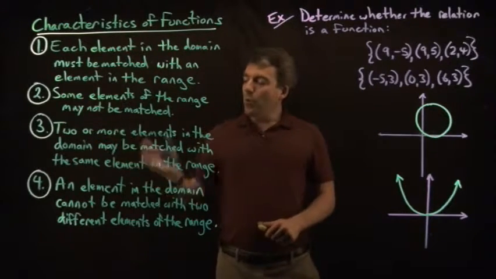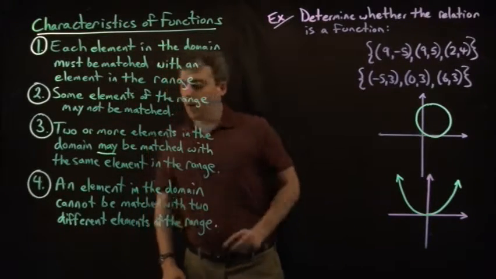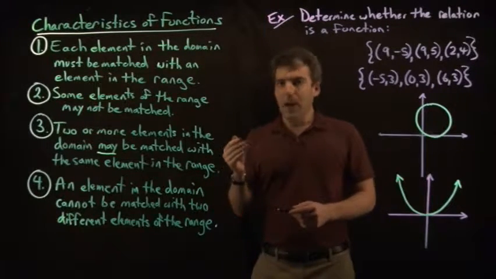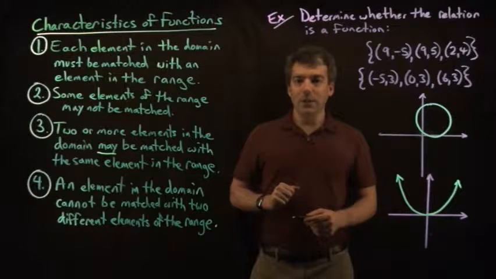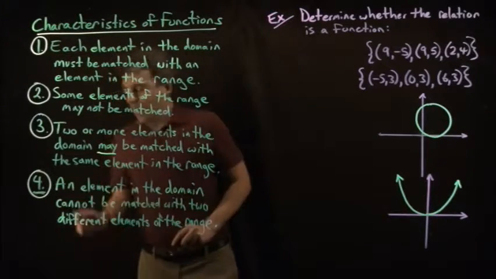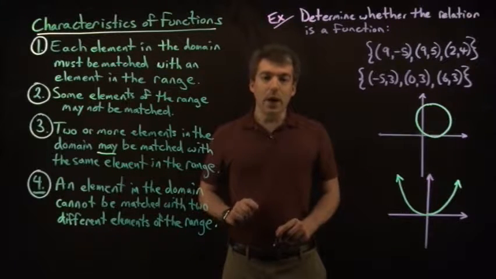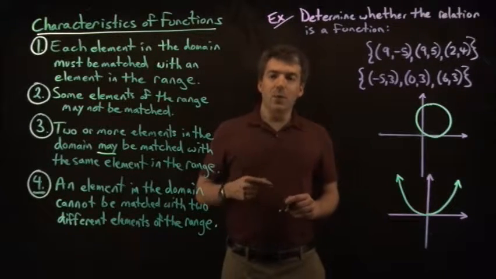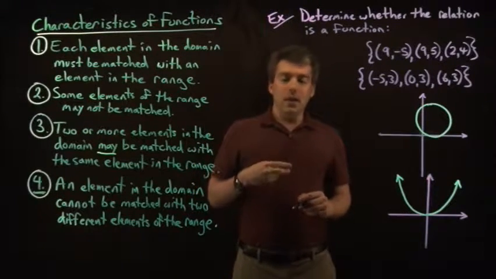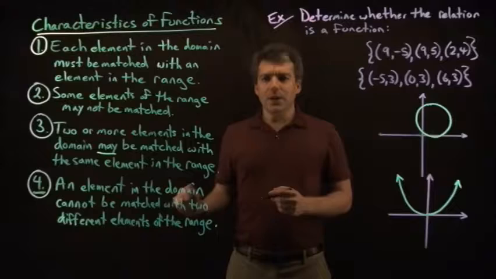Number three, two or more elements in the domain may be matched with the same element in the range. So it's okay for multiple domain elements to go to the same range element. And the last one, 4, probably the most important, says that an element in the domain cannot be matched with two different elements of the range. And I mentioned that in the previous video. We'll never have an element of the domain having an arrow going to two elements in the range or more. Okay, so these are the characteristics of the function.